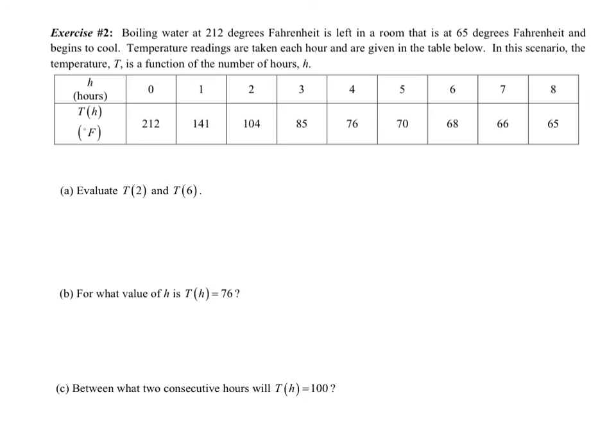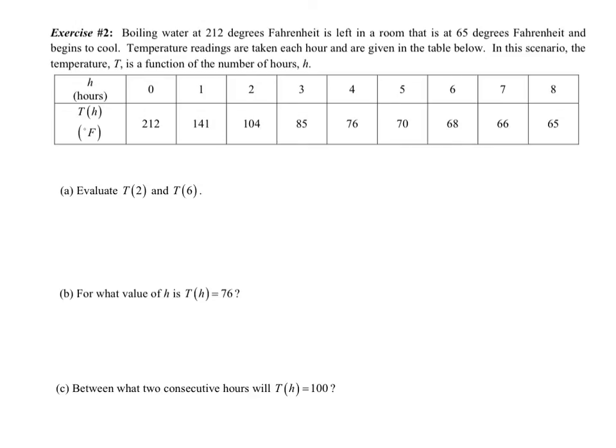All right, boiling water at 212 degrees Fahrenheit is left in a room that is 65 degrees Fahrenheit and it begins to cool. Temperature readings are taken at each hour and are given in the table below. In this scenario, temperature T is a function of the number of hours H. So all I need you to do, you don't need to copy that sentence down, but let's go ahead and copy this table down in your notebook. Pause it when you're ready, come on back.